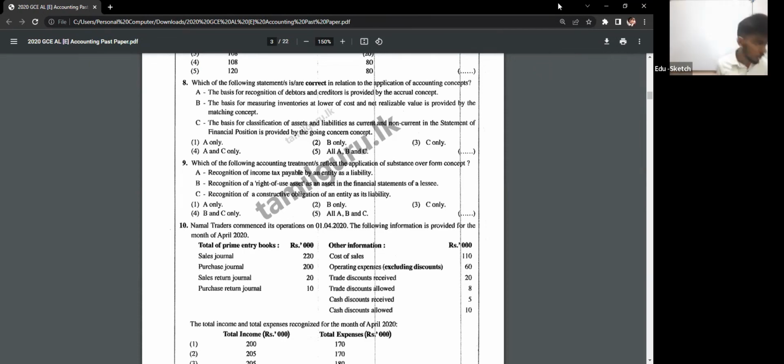First of all, let's see what is substance over form? What is substance over form?